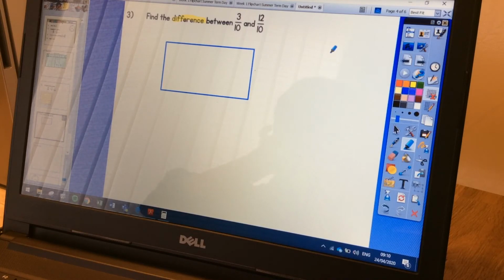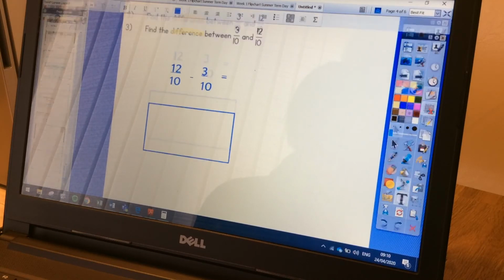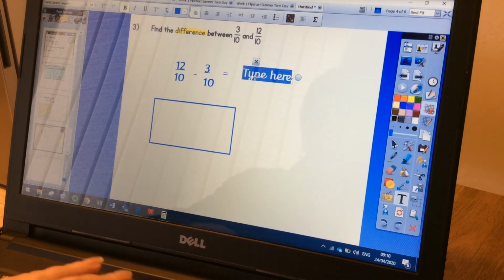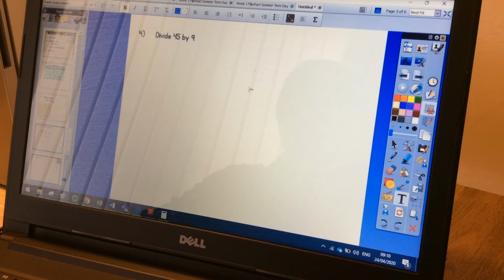So what we need to do whenever we subtract, we put our largest value first. And so we end up with a sum of 12 tenths take away 3 tenths. The rules of fractions, remember, if the denominators are the same, then we can quite simply take away our numbers. So 12 take away 3 is 9, and so 12 tenths take away 3 tenths is equivalent to 9 tenths. Give yourself a tick if you got that one right.